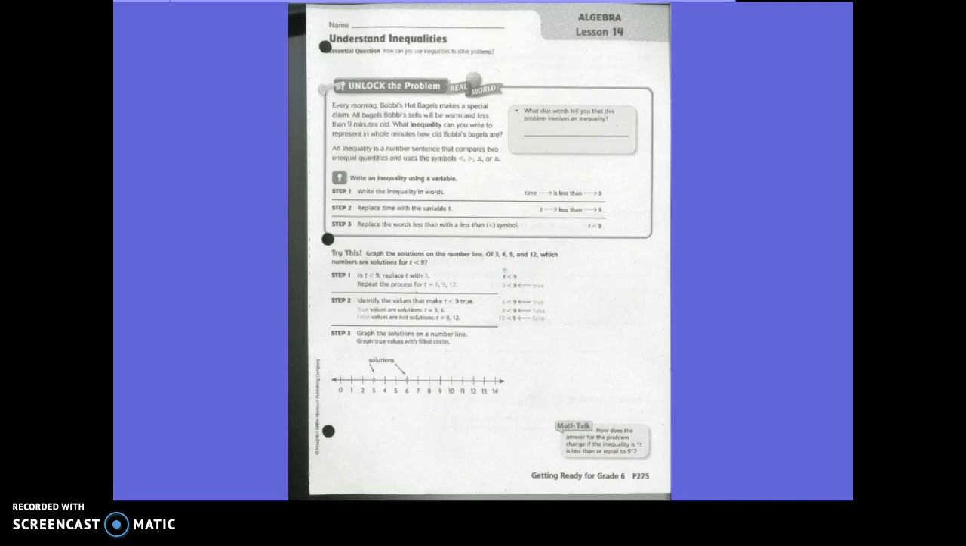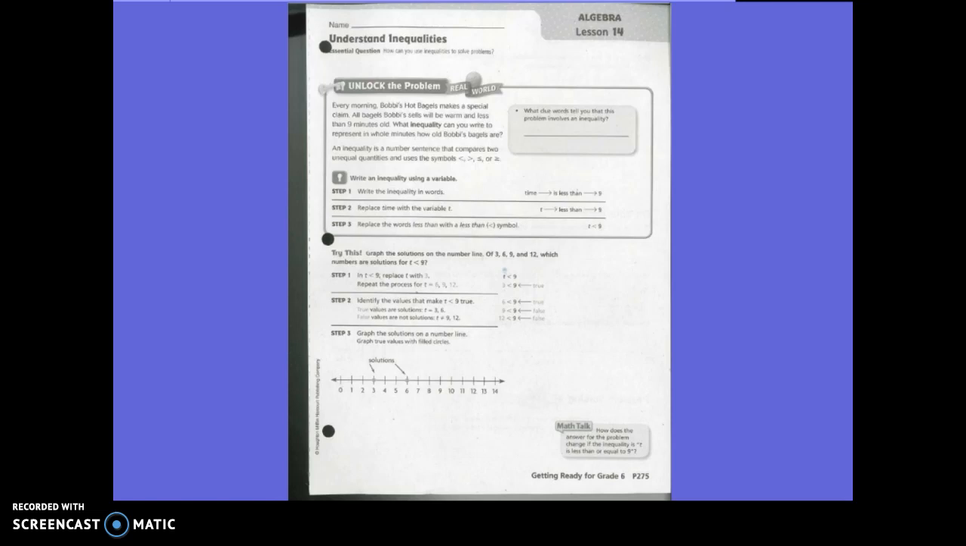Every morning, Bobby's hot bagels make a special claim. All bagels Bobby sells will be warm and less than 9 minutes old. What inequality can you write to represent in whole minutes how old Bobby's bagels are? An inequality is a number sentence that compares two quantities and uses the symbol less than, greater than, less than or equal to, or greater than or equal to.